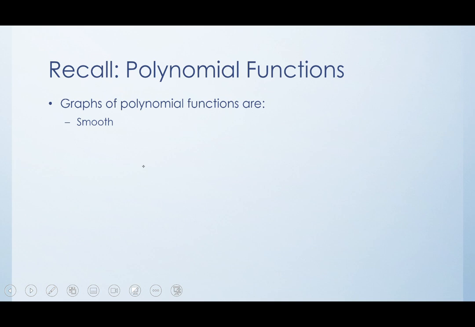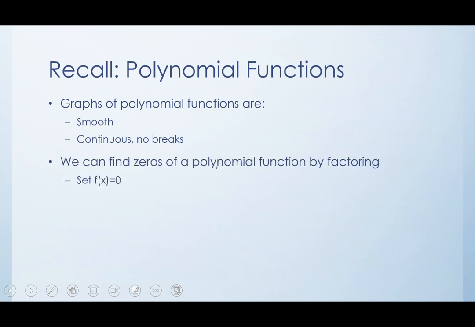So with polynomials, remember that the graphs of polynomial functions are smooth. That means they don't have any discontinuities. They don't have any jagged, sharp edges. And they're continuous. They don't have any breaks. So they're not like piecewise continuous functions.